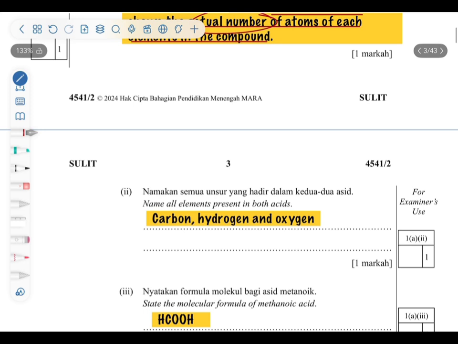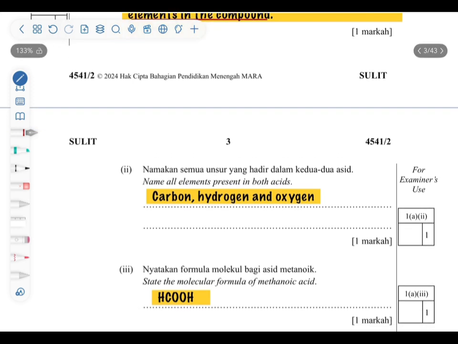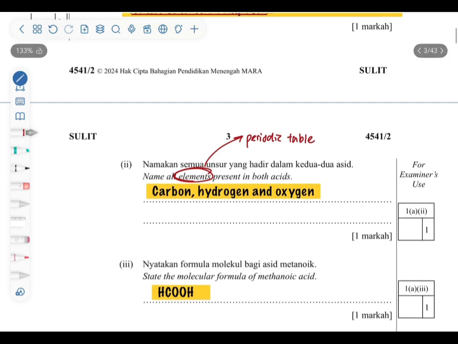Next, name all the elements present in both acids. It is basically just carbon, hydrogen, and oxygen. You need to know what an element is. An element is something that you can find in the periodic table. I believe you will have the appendix for the periodic table during the exams. All the elements that you can find in the periodic table are elements.